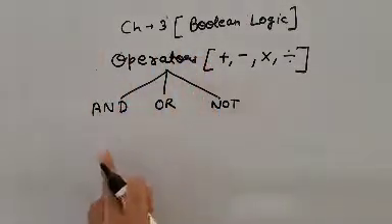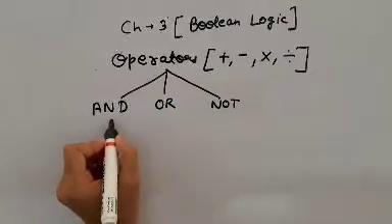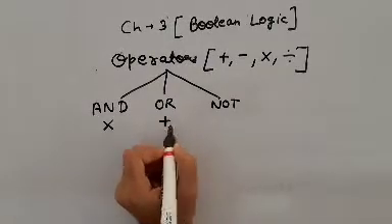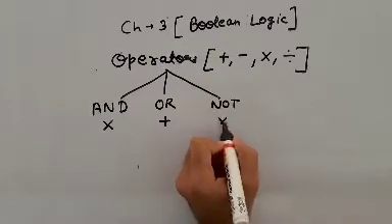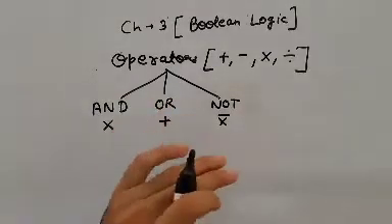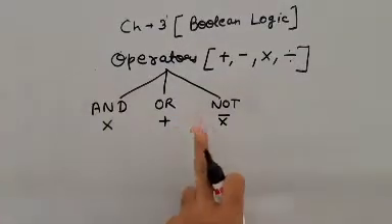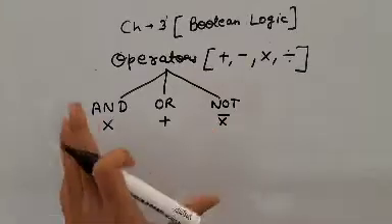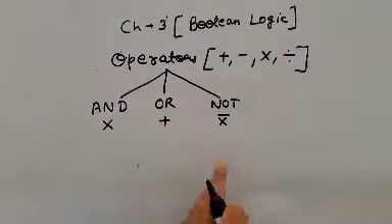Is that clear? And AND is represented by multiply, OR is represented by plus, and NOT is represented by reverse. Okay, any kind of input which you provide to your system just gets reversed through the NOT operator. Is that clear students? Now we will talk briefly about each operator. Is that clear students?